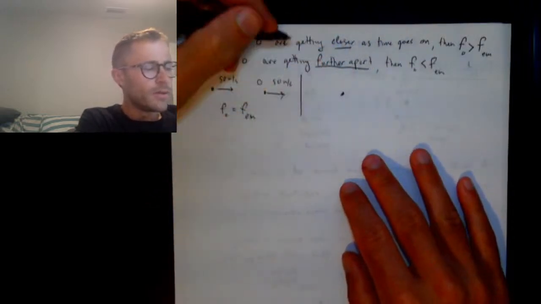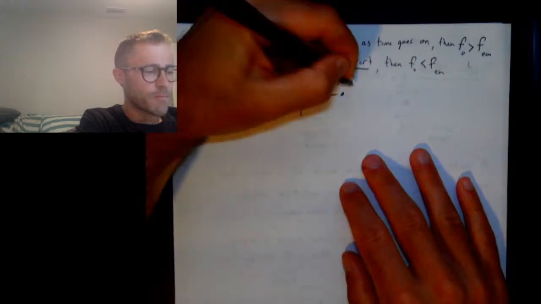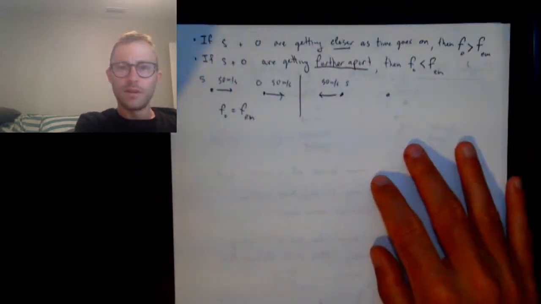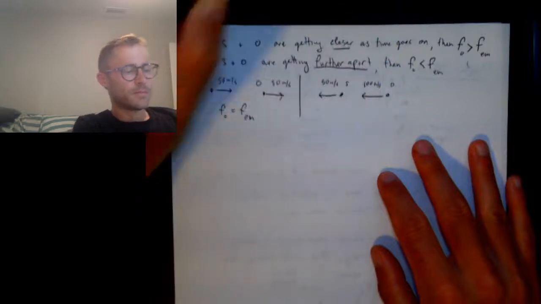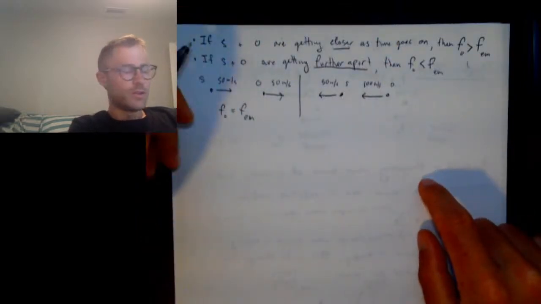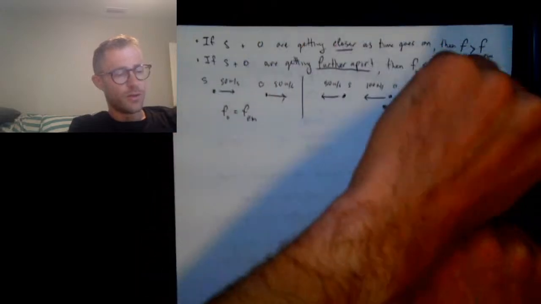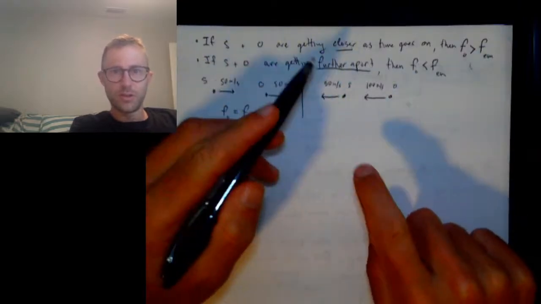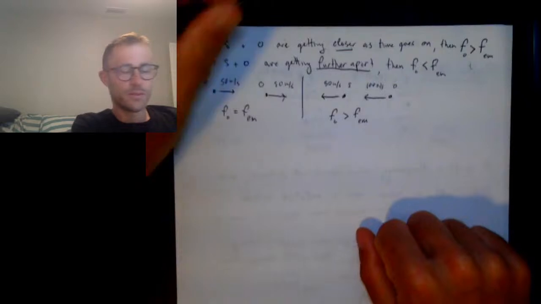What if we have a situation where the source is moving this way at 50 meters per second, and the observer is moving this way at 100 meters per second? Okay, so you can see that the observer is basically chasing the source. And so they're going to be getting closer together because the observer is going faster than the source. So because they're getting closer together, in this case, the observed frequency is going to be greater than the emitted frequency.